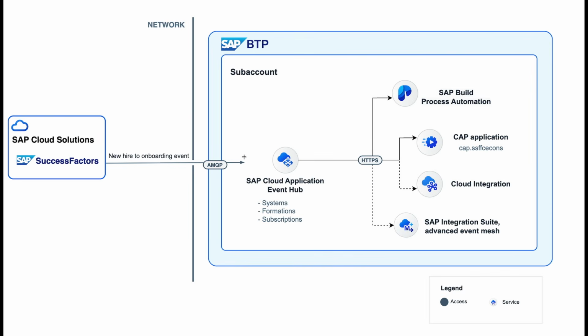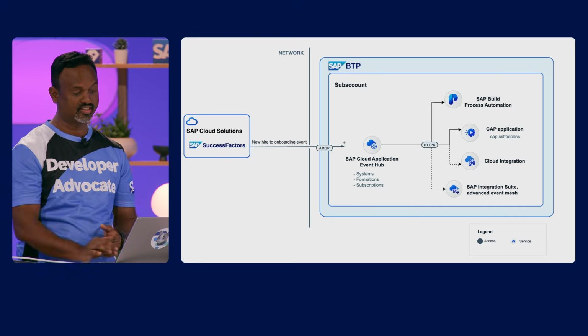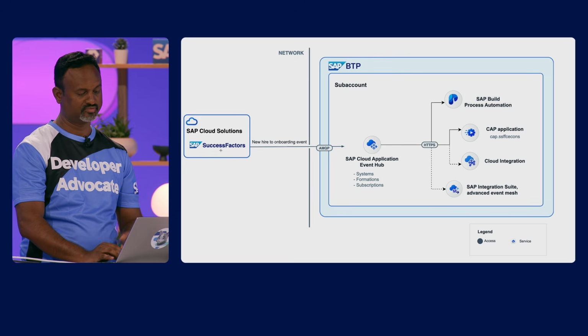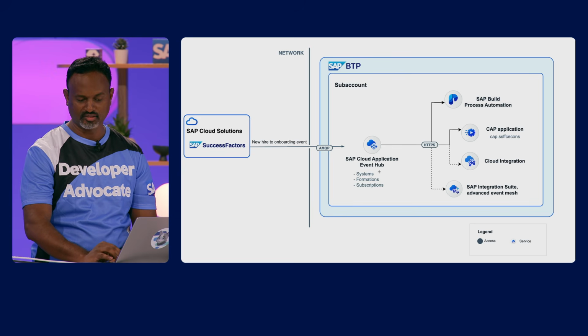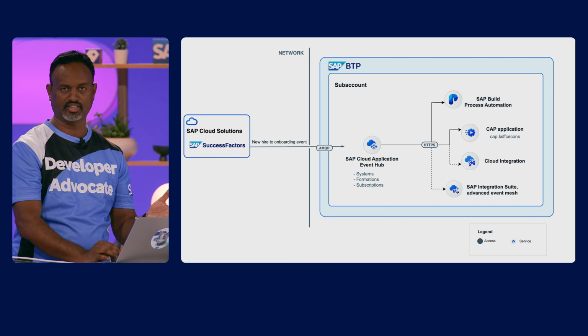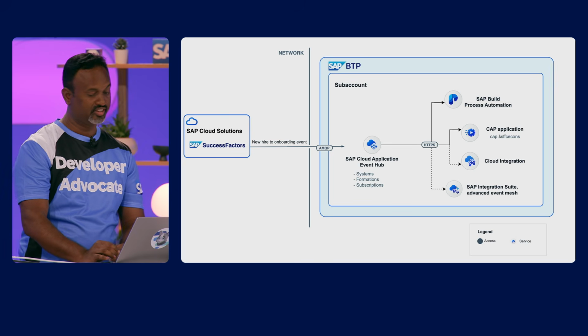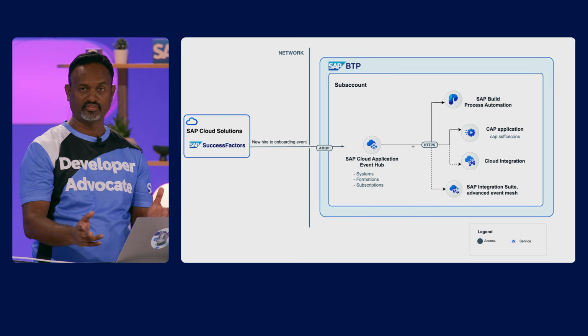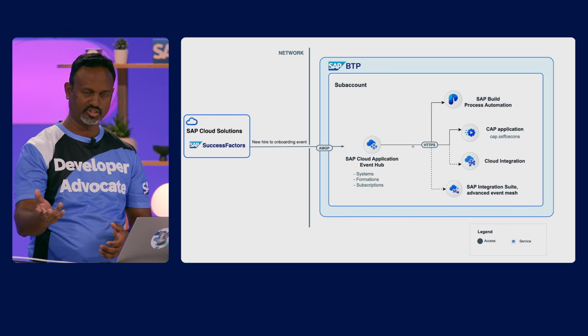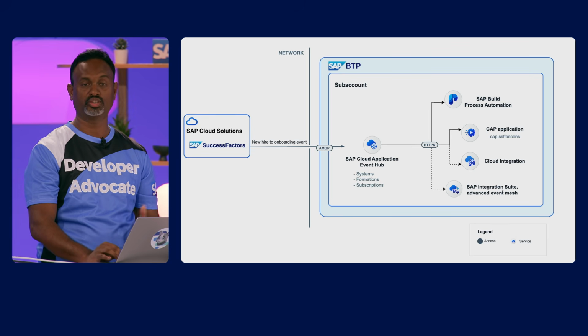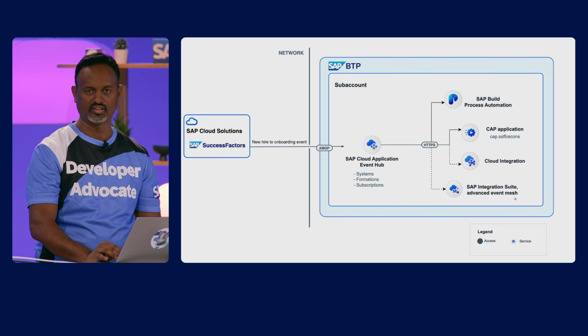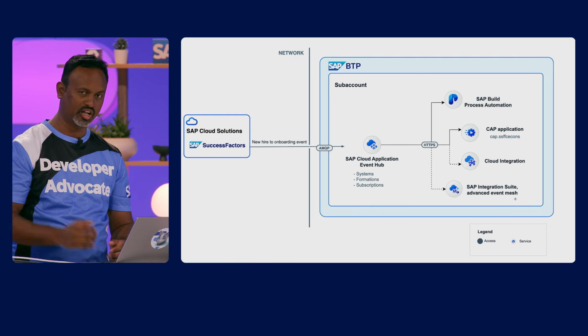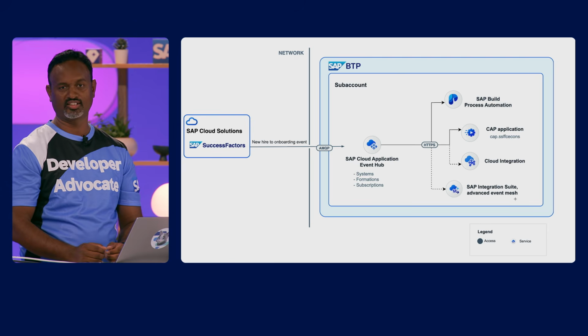So just like that, we have easily configured the exchange of events between the SAP Cloud applications. In this case, SAP SuccessFactors, SAP Cloud Application Event Hub, and a custom BTP application. Do remember that we can easily forward these events also to other SAP BTP services like SAP Integration Suite and Advanced Event Mesh, thereby making it available in our larger event-driven architecture and landscape.